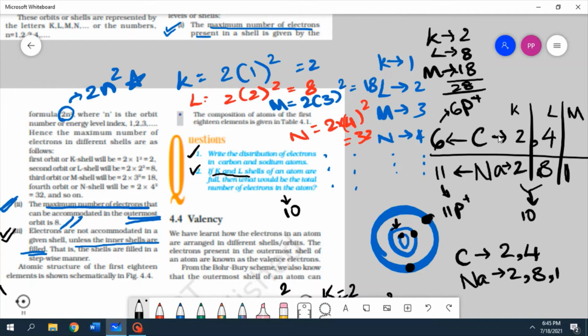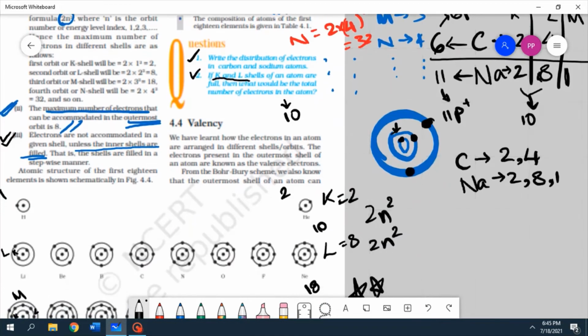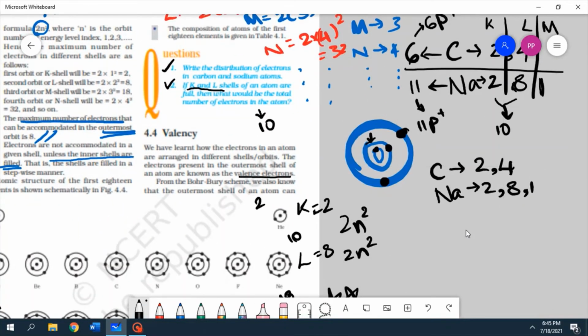And then we learned about valency in the previous chapter as well. But let's see what they have to say here. We have learned how the electrons in an atom are arranged in different shells or orbits. The electrons present in the outermost shell of an atom are known as its valence electrons. For carbon, the number of electrons in the outermost shell is 4, so the valency of carbon would be 4. The number of electrons in the outermost shell of sodium is 1, so the valency of sodium would be 1.